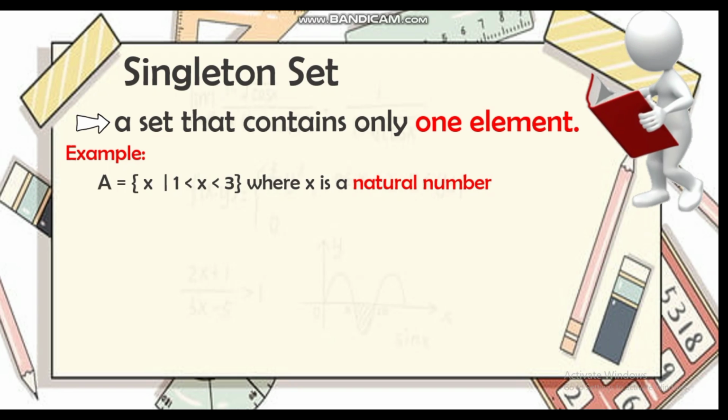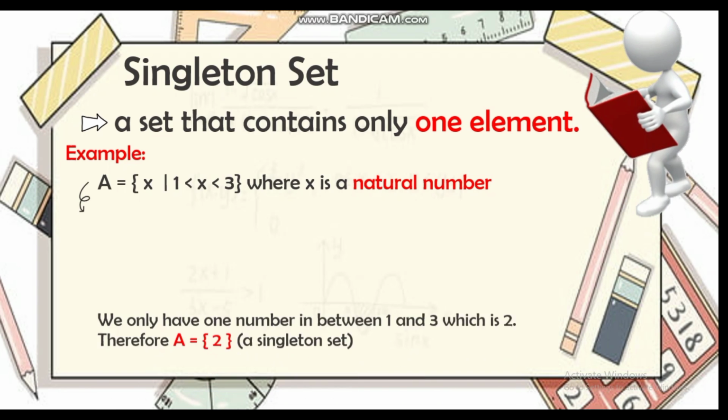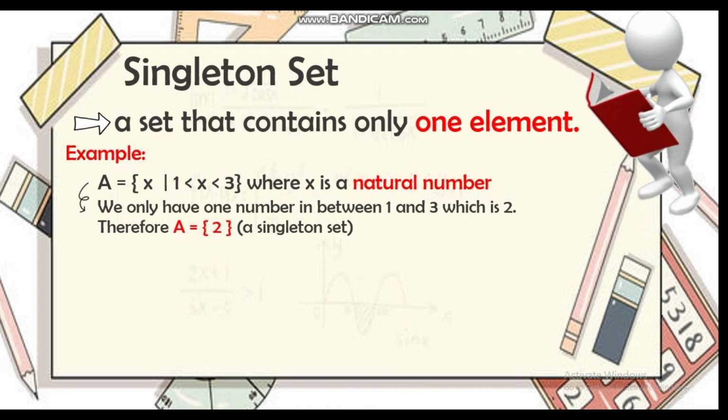So, from the description itself, niingon siya nga, ang set A daw kuno is ang number nga naa tunga-tunga sa 1 ug sa 3. So, unsa man ang number? So, we only have one number in between 1 and 3, which is 2. Therefore, set A is 2. And set A is a singleton set.